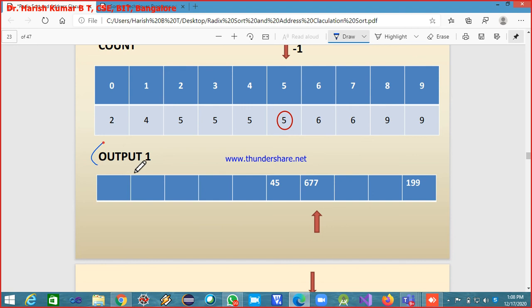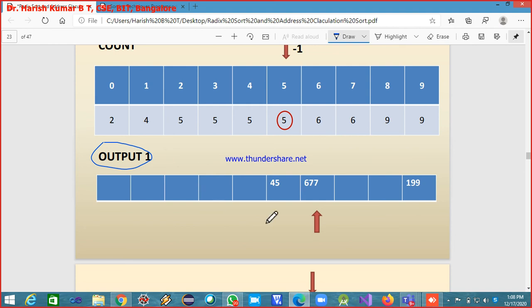So this is not the final output. So why I have written it as output 1? Because the output what I will be getting at the end of first iteration. Hope you people are following. So this is the output which you are going to get at the end of first iteration. We are still in the first iteration.